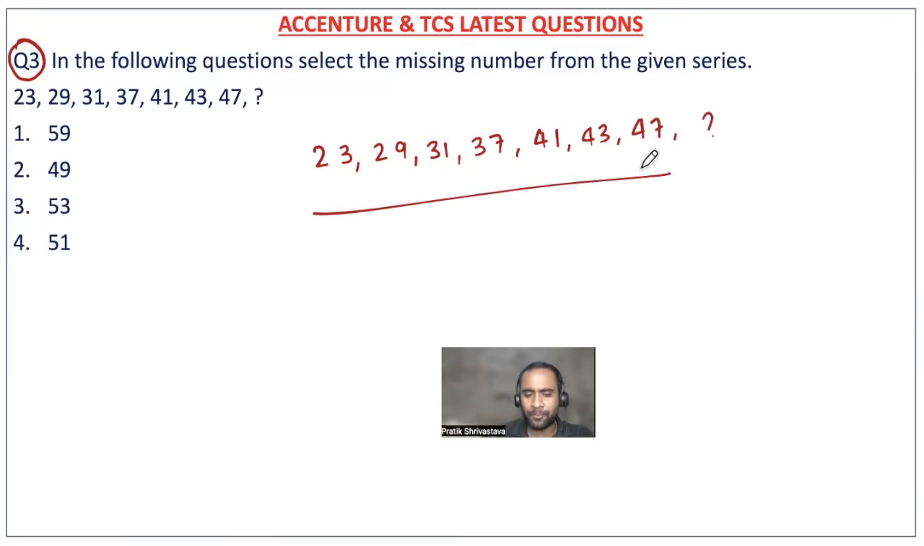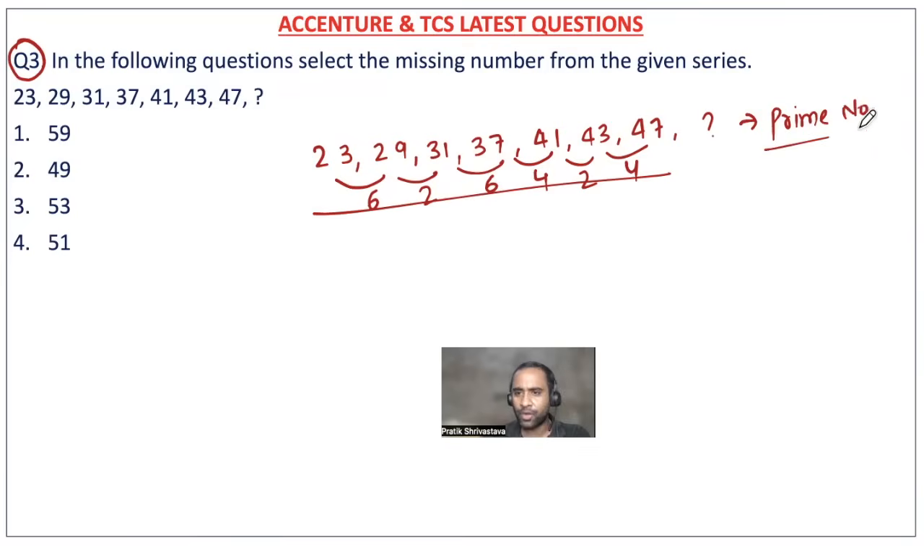Now friends, here many of you will start taking the difference: 6, then 4, then 2. There is no particular logic being followed. These are nothing but a series of prime numbers. 23 is a prime number. The next prime number is 29. Is 27 a prime number?